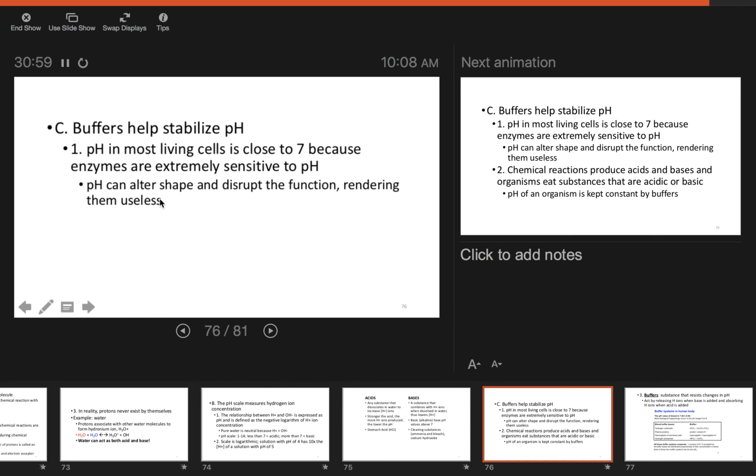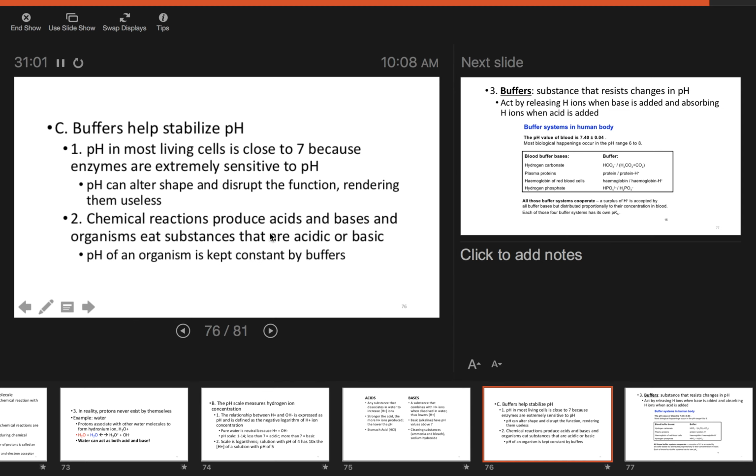the function doesn't work and they are useless. So chemical reactions produce acids and bases, and what buffers try to do is keep the pH level, or basically the same. So how do they do that?